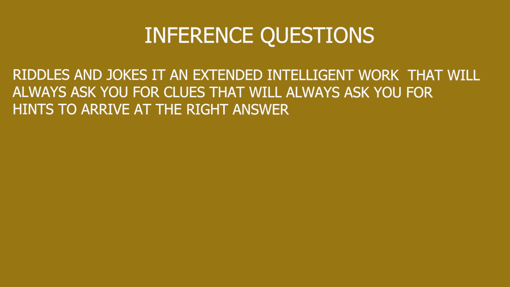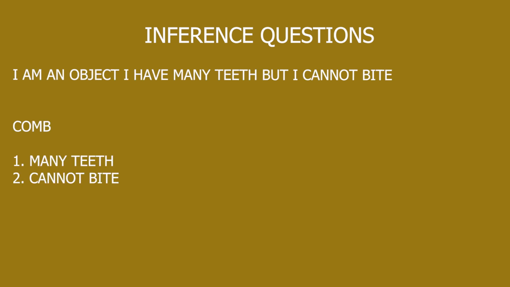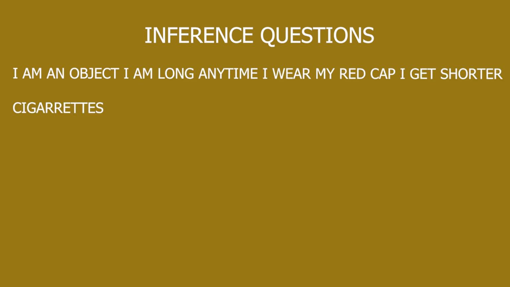For example, I am an object. I have many teeth. I cannot bite. What am I? A piece of comb that can comb the hair. It has many teeth, clue 1. Clue 2, it cannot bite. That is a comb.